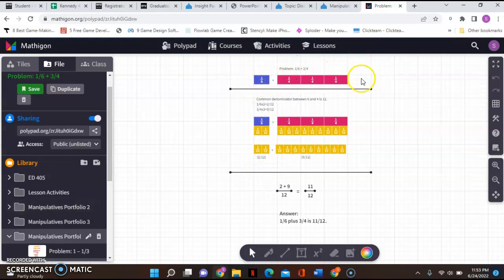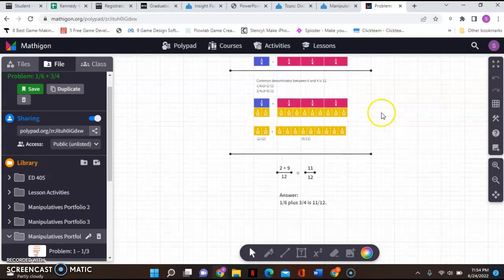And so this is the original equation using the fraction bars. And so what I had to do was that I had to find a common denominator between 6 and 4, which is 12. And so if I multiply 1/6 by 2, or add 1/6 plus 1/6, I will get 2/12. And then 3/4 times 3, or 3/4 plus 3/4 plus 3/4 equals 9/12.